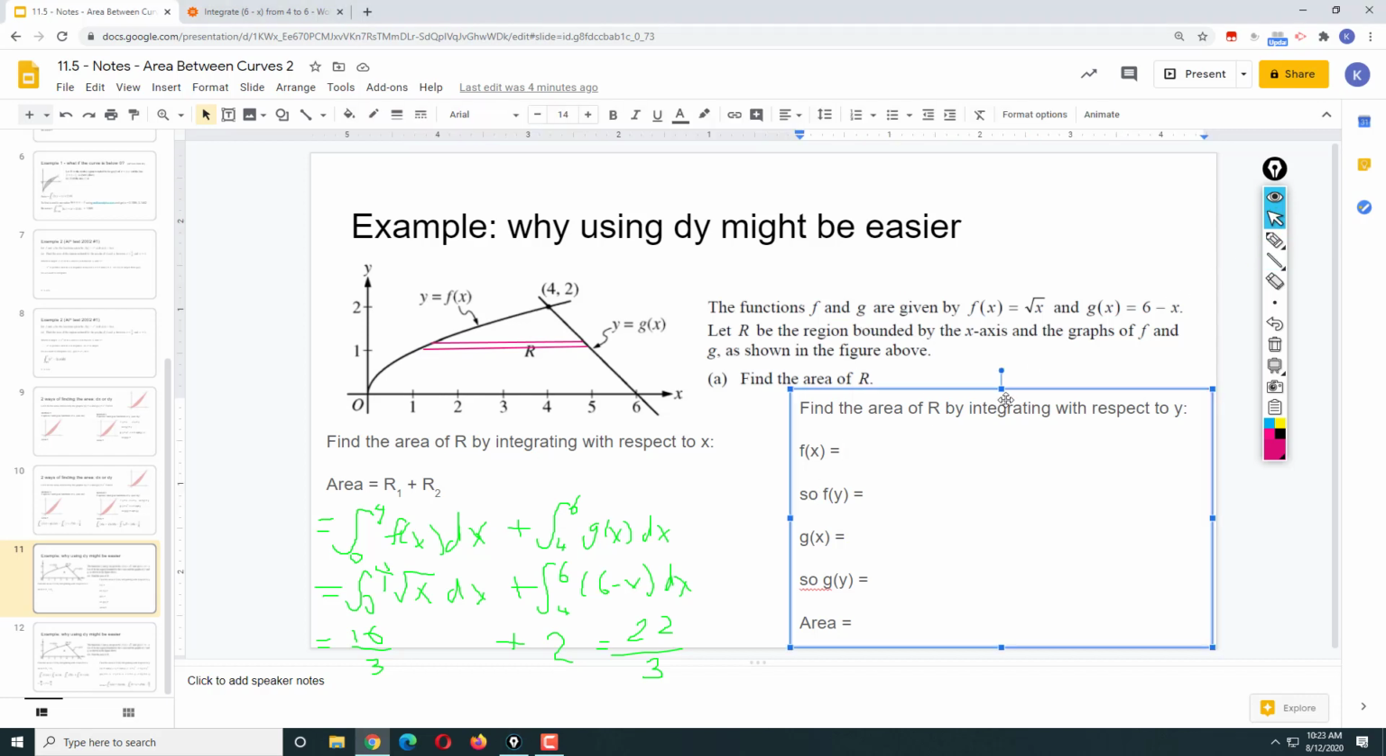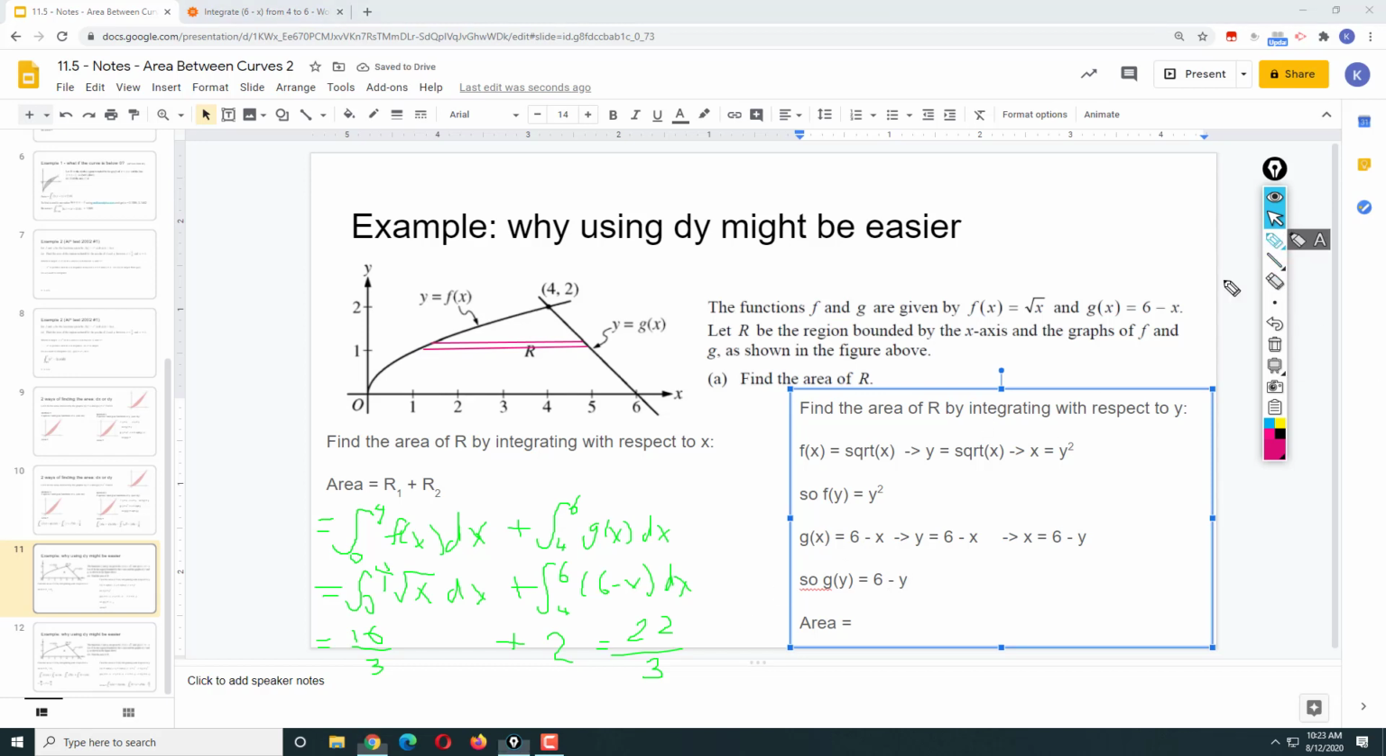So let's do that. f of x is equal to square root of x. So that means y equals square root of x. So x equals y squared. We square both sides. In fact, the functions are even easier in terms of y. So f of y is equal to y squared. g of x is equal to 6 minus x. So y equals 6 minus x. So x equals 6 minus y. So g of y is equal to 6 minus y.